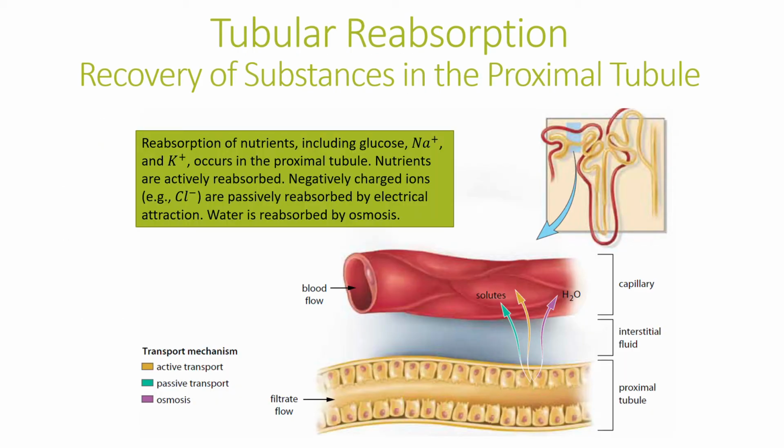As I said in the last slide, reabsorption of nutrients including glucose, sodium, and potassium occurs in the proximal tubule. The nutrients are actively reabsorbed, and the negatively charged ions, for example chloride, are passively reabsorbed by electrical attraction. Water is also reabsorbed by osmosis. And here in the picture provided, it shows you how the nutrients leave the proximal tubule to the capillaries through active transport and passive transport, and water leaves through osmosis.